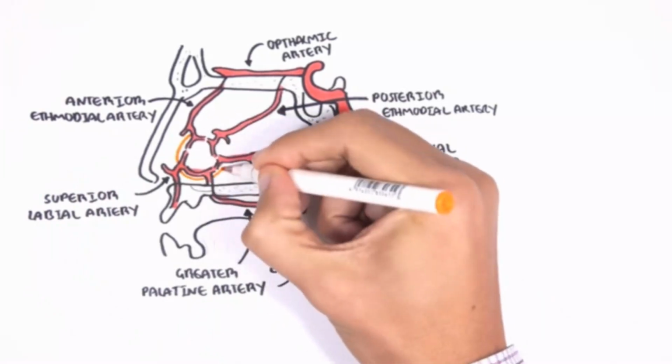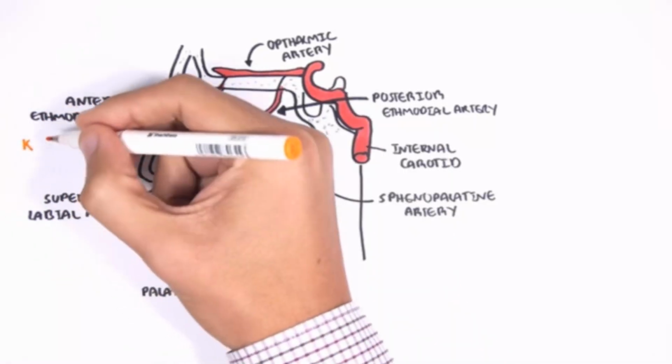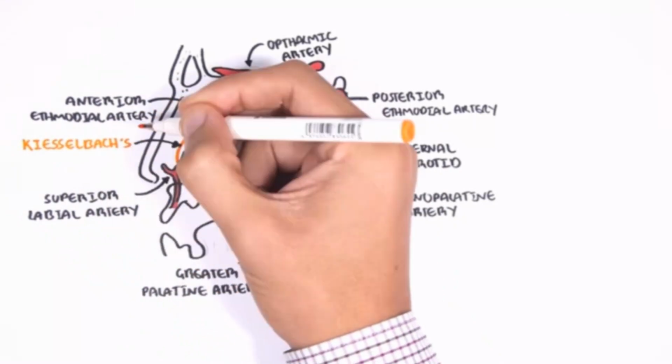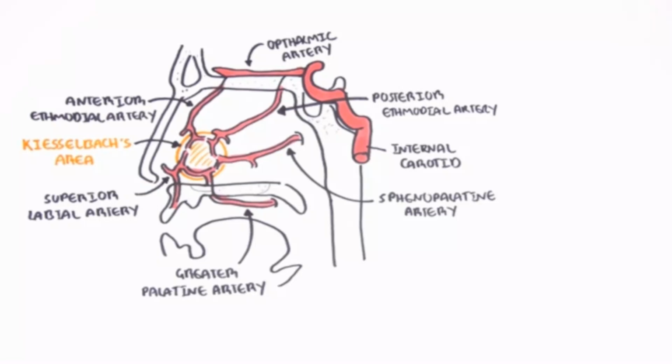And this area here, which I'm talking about a lot, is essentially where a lot of these arteries meet up, and this is called Kesselbach's area or Little's area. And this is a common site of nosebleeds. Nosebleeds are also called epistaxis.